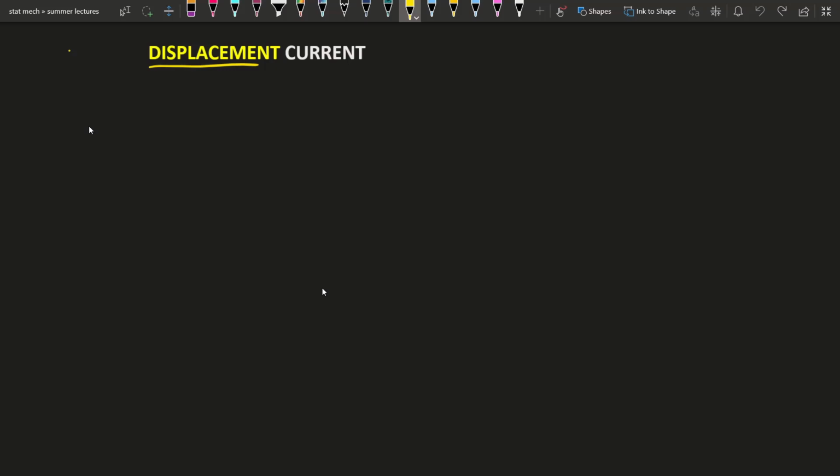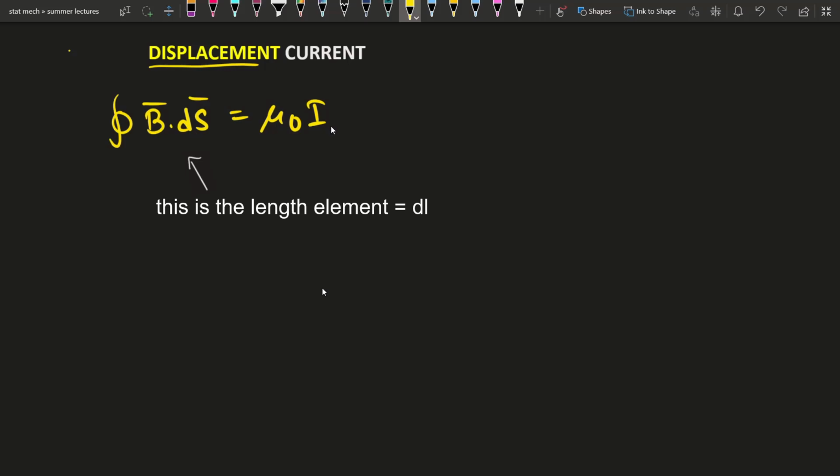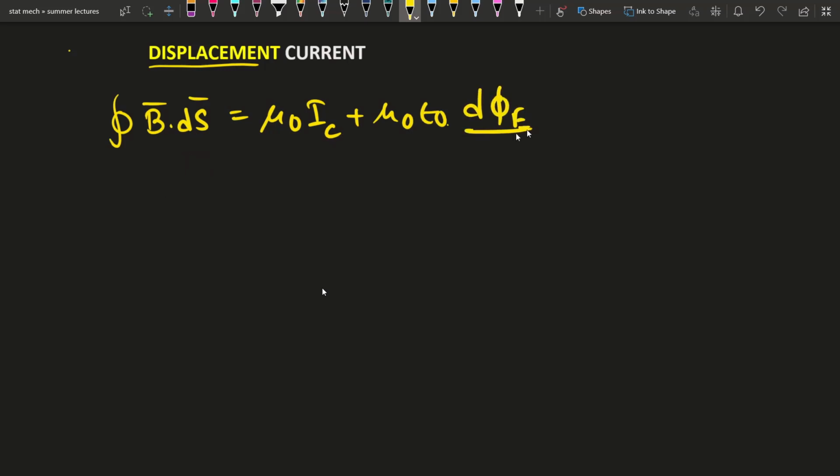तो हमारा डिस्प्लेसमेंट करंट हमें मिलता है उसका एक्सप्रेशन from the Maxwell's fourth equation that is known as curl B, or in the integral form we can write like B dot ds equals to mu naught I conduction plus mu naught epsilon naught d phi E over dt. d phi E means d/dt of electric field dot A, right?